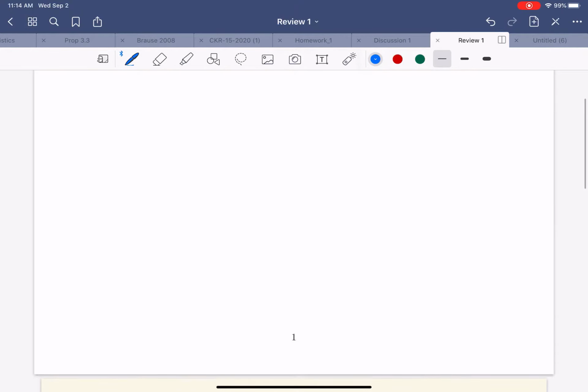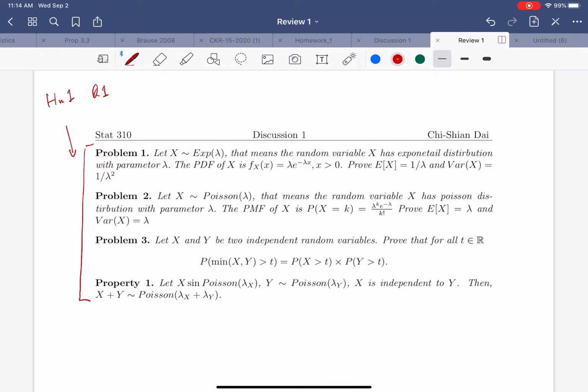Okay. And let's do question 2. In question 2, we have the Poisson distribution, and we want to find its mean and its variance. Okay, and this is the Poisson's PMF.